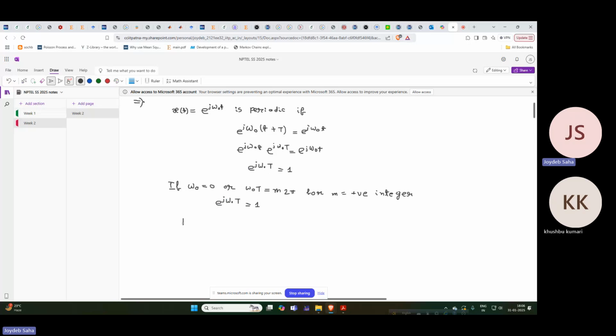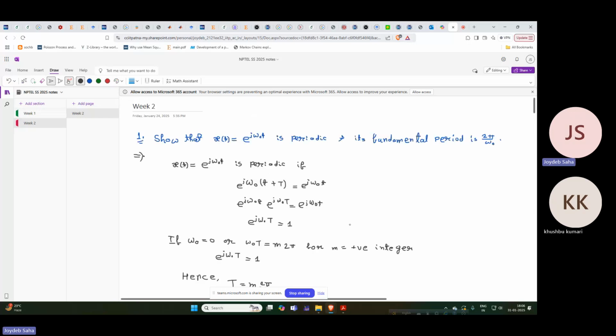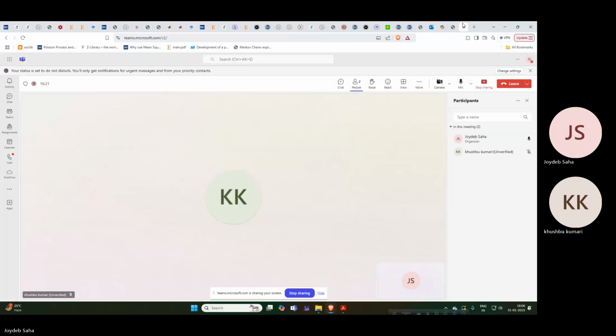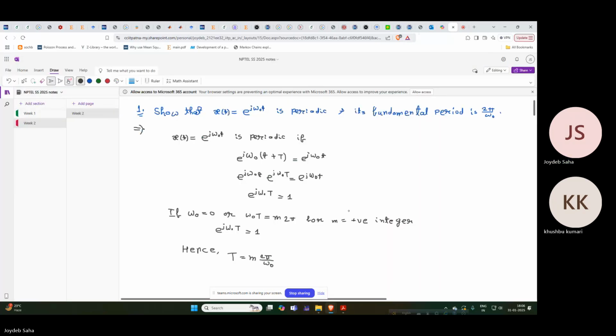Hence, T is equal to m 2 pi by omega 0. So the fundamental period will be 2 pi by omega 0, right? Is it clear? Okay.